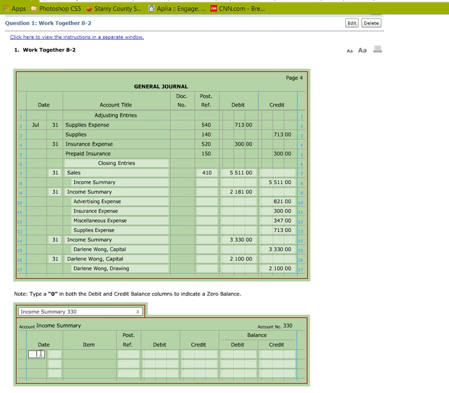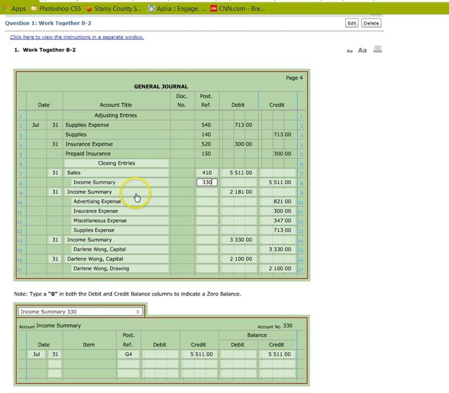Alright, so we are on July 31st, G4, and income summary was a credit, so 5511. So it means we have a credit balance of 5511. Show that you posted it to 330.